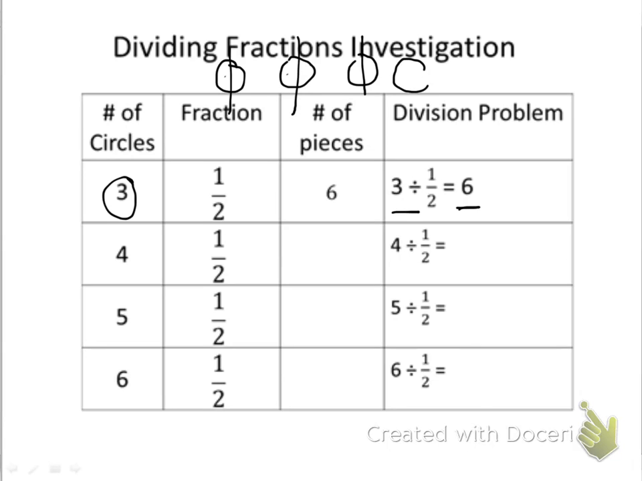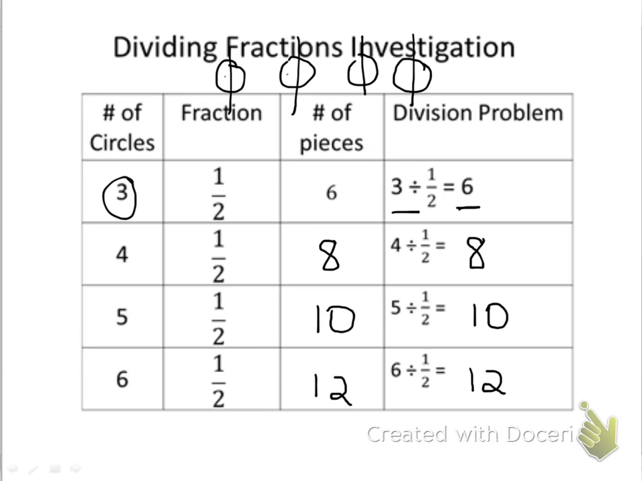When you added a fourth, you saw that when you divided it in half, you ended up with 8 pieces. So 4 divided by a half must be 8. When you did it with 5, you got 10. So 5 divided by a half must be 10. And with 6, you got 12. So 6 divided by a half is 12.